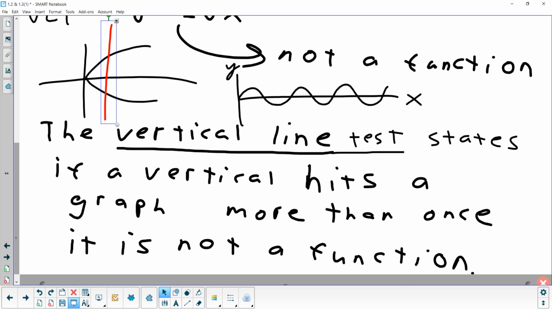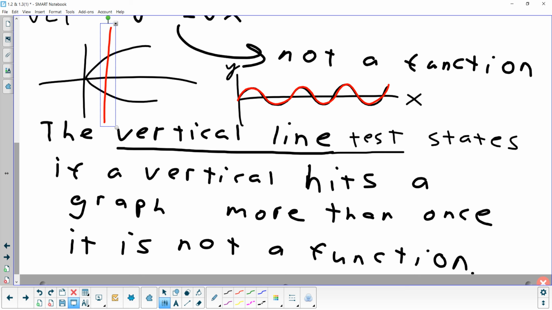We use the vertical line test to determine it. So you're saying if I draw a vertical line, it will hit it more than once? No. If I put a vertical line in that graph, no matter where I put it, it never hits the graph more than once. Maybe just to be clear, that's the graph.